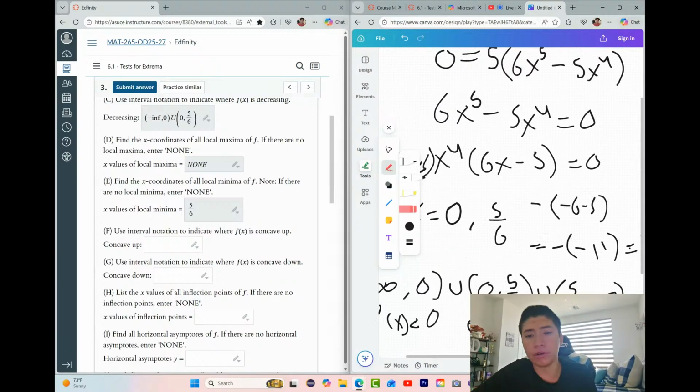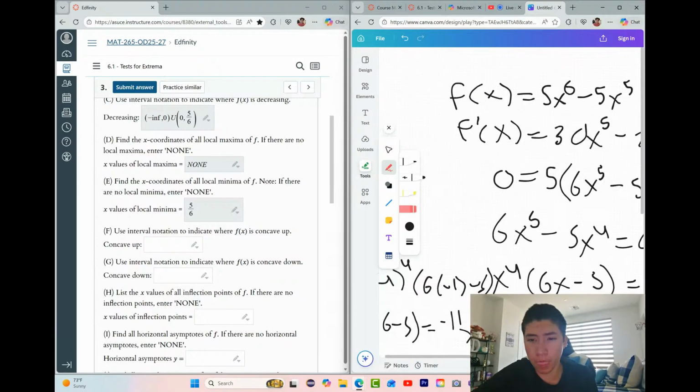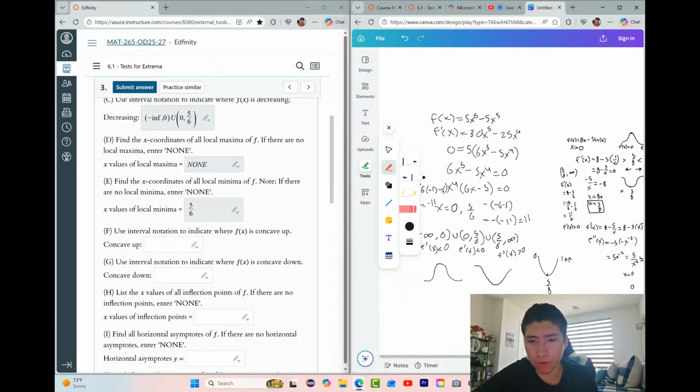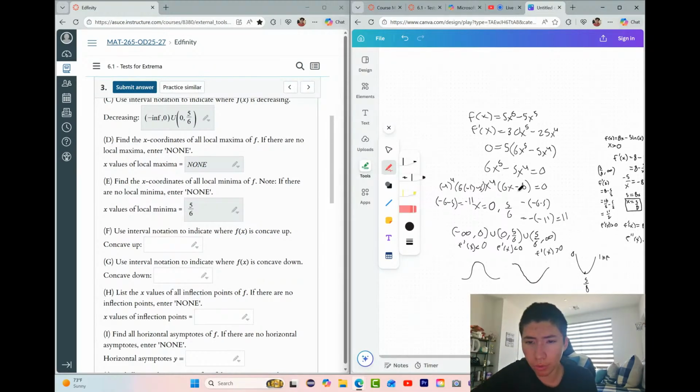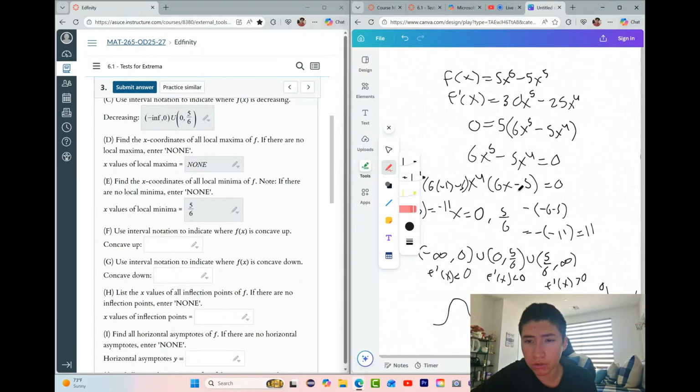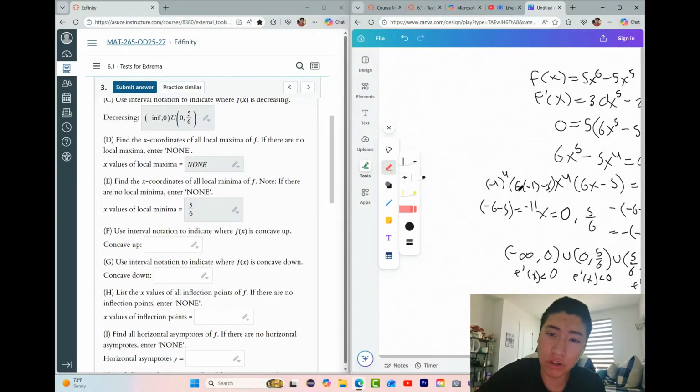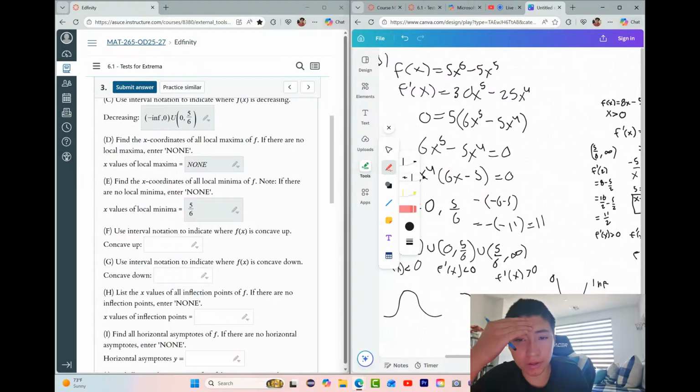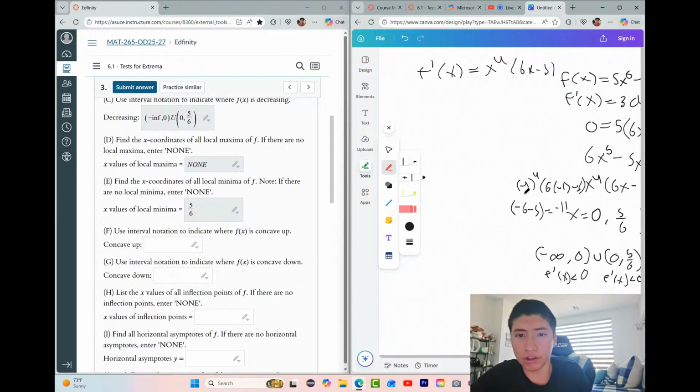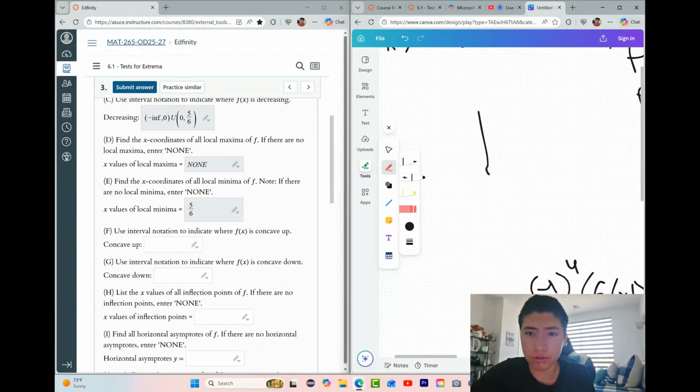There we go. Hold on. Where's our derivative? Oh, where's our derivative? What in the world? Oh, there it is. So we have f prime of x equals x to the fourth times 6x minus 5. That's what we have, right? No, because we need the second derivative.